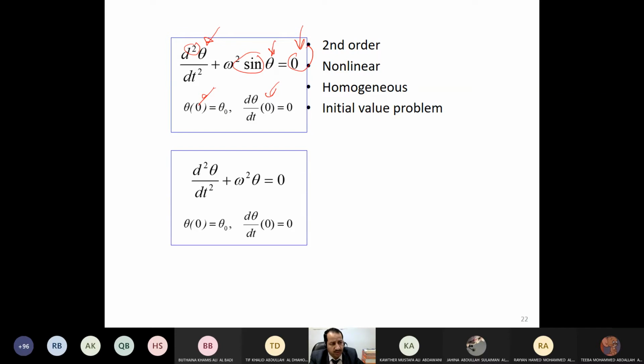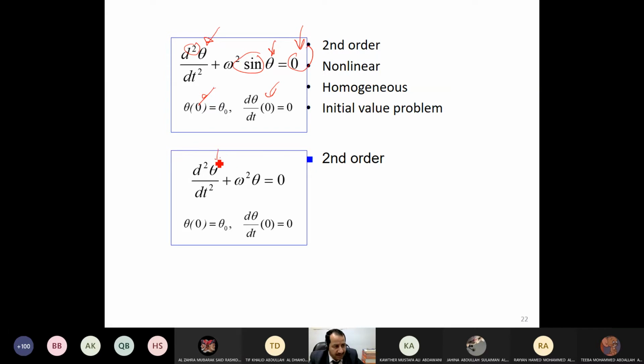Last one, I want you to tell me. Now this equation, the last one, you tell me. Is it a first order or second order differential equation? Excellent, second order. Is it linear or non-linear? Why non-linear? Anybody? Okay, let me explain it.